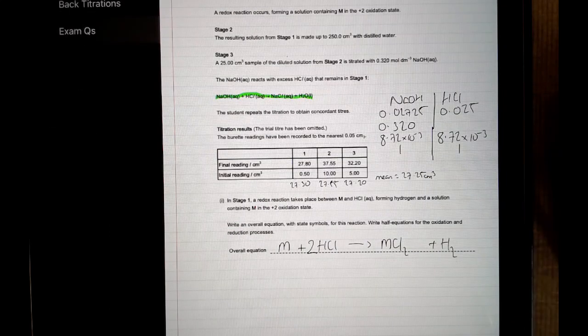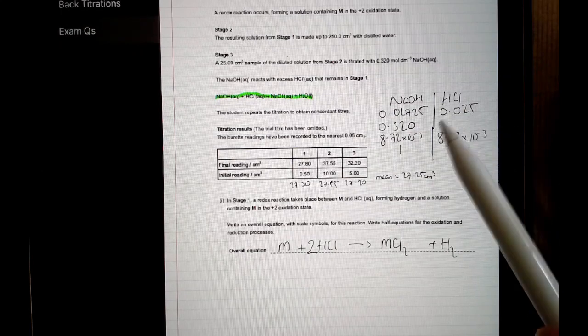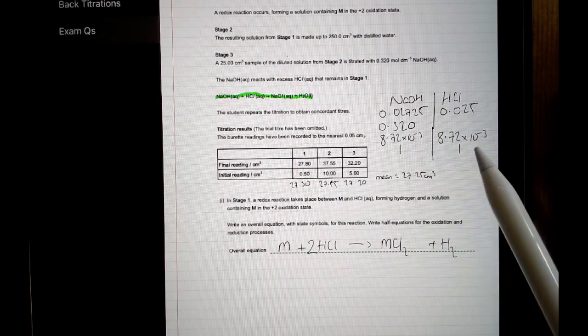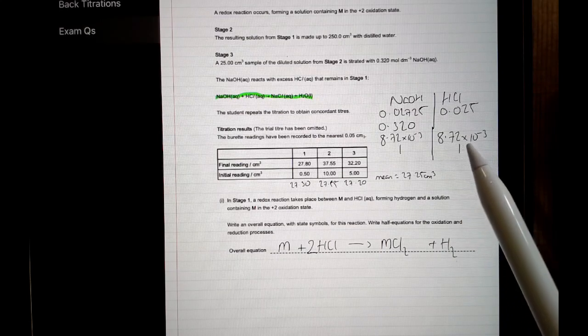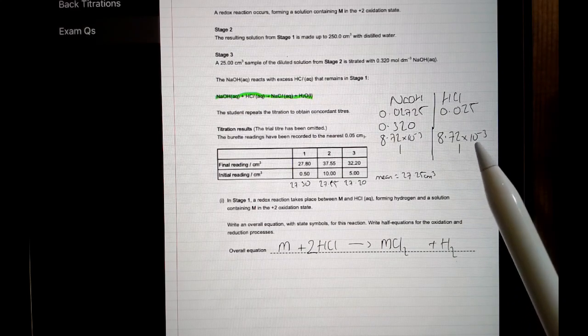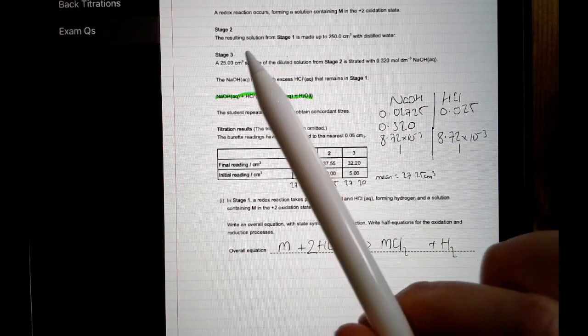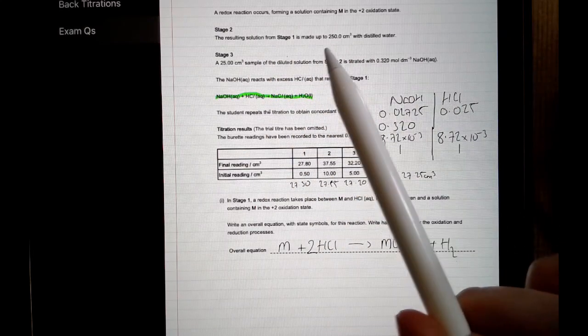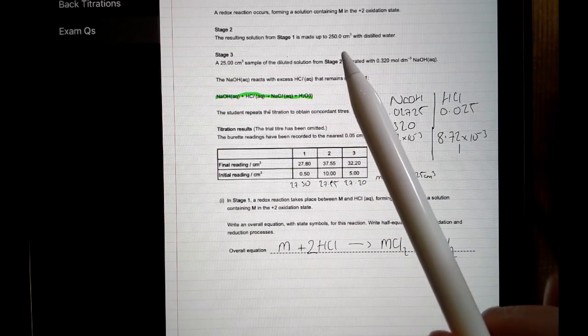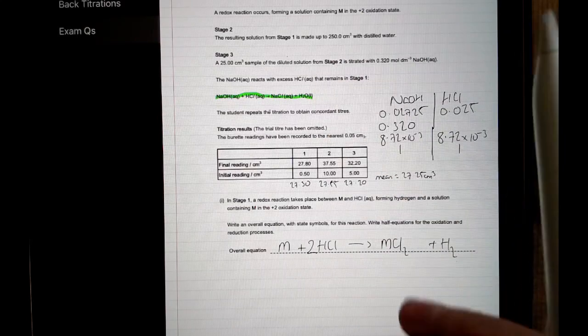Okay, so I filled all that information into my table, and I have worked out that the number of moles of HCl I have in 25 centimeters cubed is 8.72 by 10 to the minus 3. If we go back and look at the question though, you'll see that the solution, the one containing the HCl, was made up to 250 centimeters cubed. So I'm going to need to work out how many moles I've got in 250.